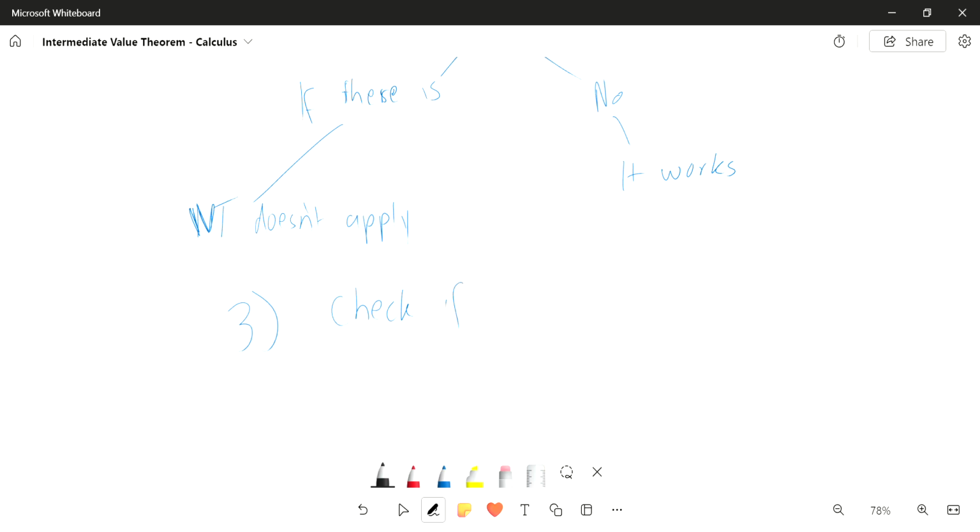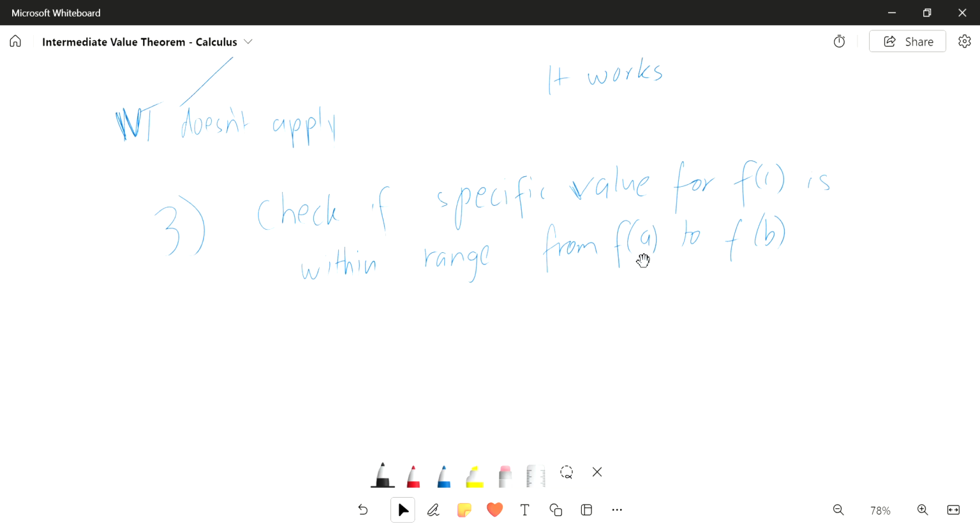Check if the specific value for f of c is within the range from f of a to f of b.